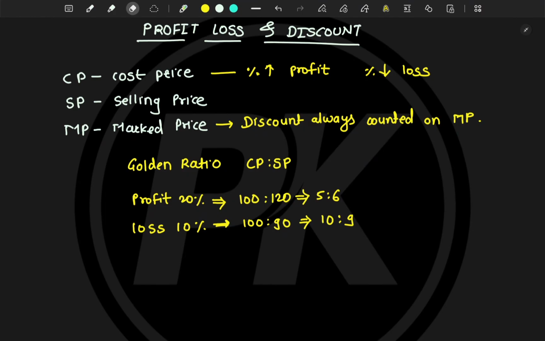I am Rahul sir, and today we are entering the real world market of mathematics, and that is profit, loss, and discount. Okay, so most students fear this chapter because they try to memorize 20 different formulas for cost price, selling price, and marked price. Forget all of that.